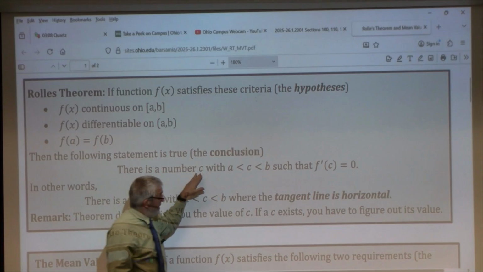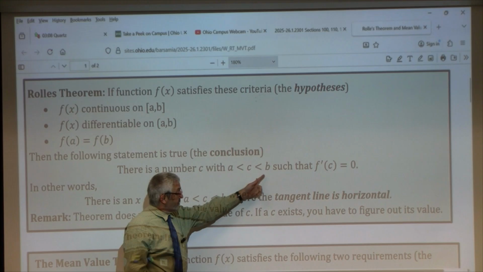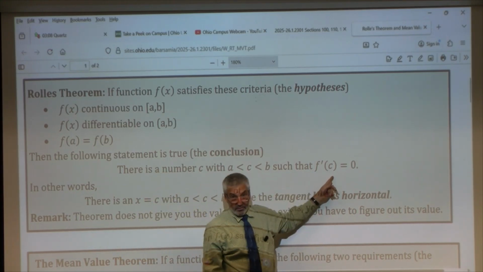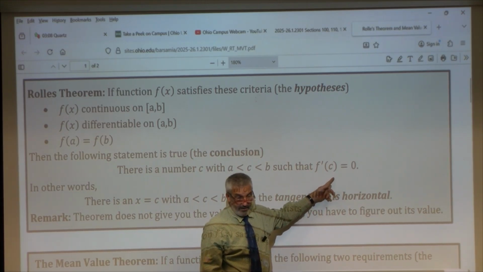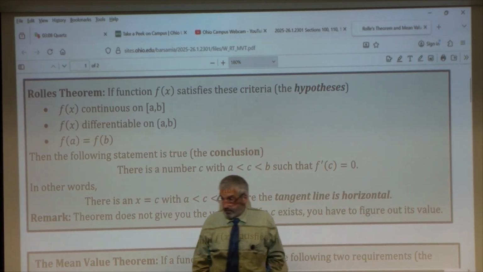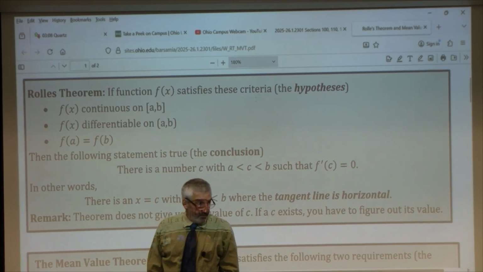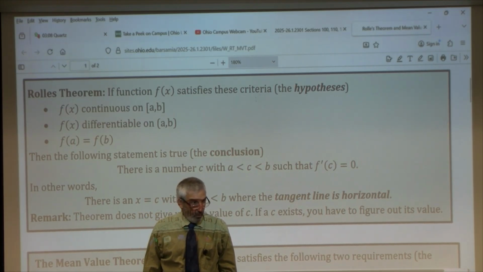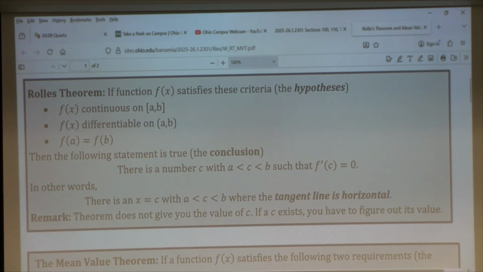There is a number c that's in that interval, not at the endpoints, but in the interior of that interval, where this is true. Now remember, what that means is that the line that's tangent at x equals c has a slope that's the number 0. So I want to illustrate this. When I illustrate if-then statements, I like to have two drawings, one of the if part and then another drawing of the then part. So this says, Rolle's theorem says if the following stuff is true.